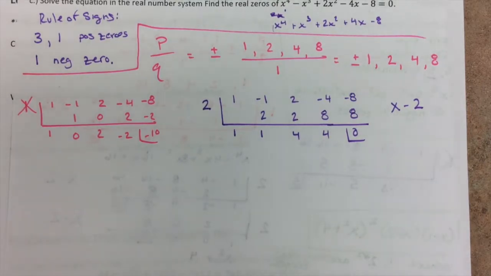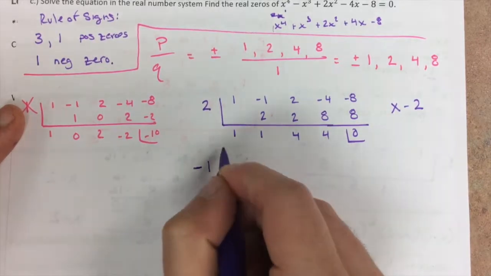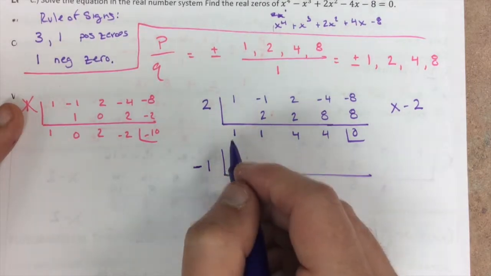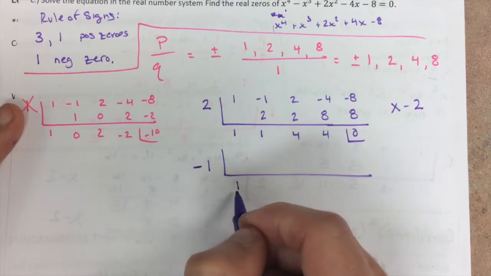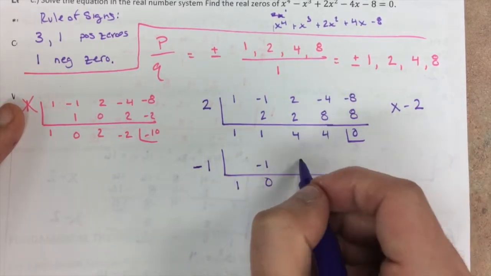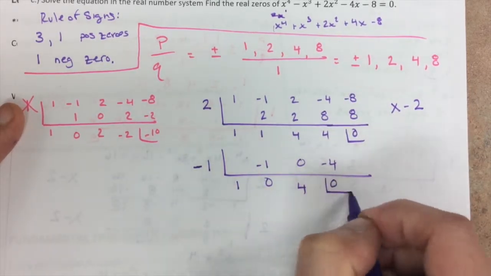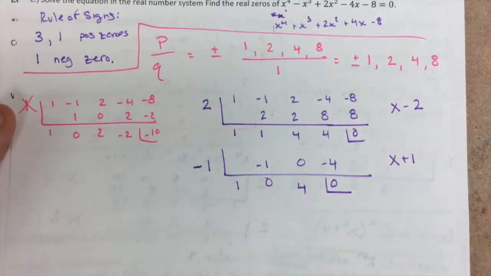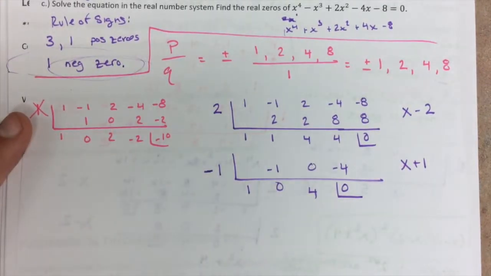So how about a negative 1? So we could try negative 1. And I'm going to do that with this synthetic division. So I'm going to use these same numbers. So bring down the 1, which is 1 times negative 1 is negative 1, which is 0. Negative 1 times 0 is 0. 4. Negative 1 times 4 is negative 4, which is 0. All right. So x plus 1 is another one of my zeros. And that takes care of my 1 negative zero.